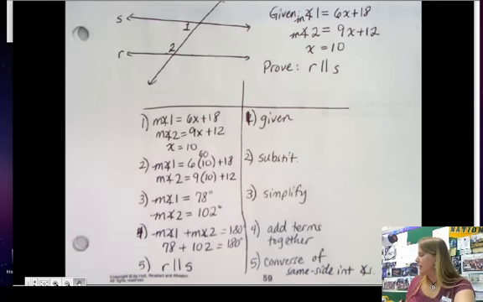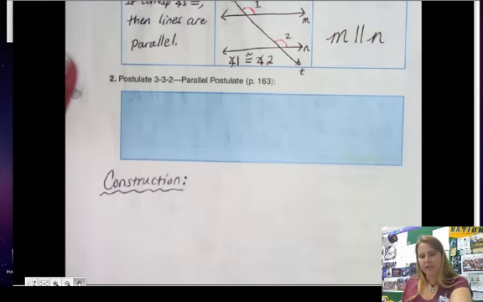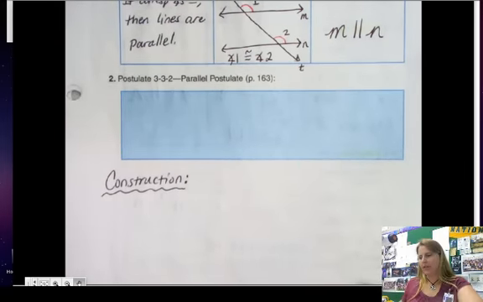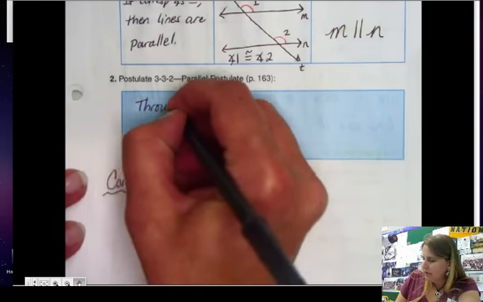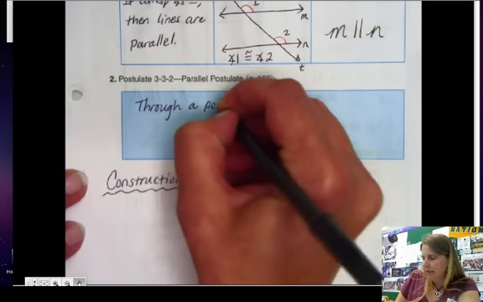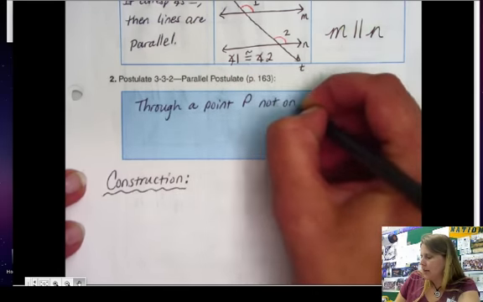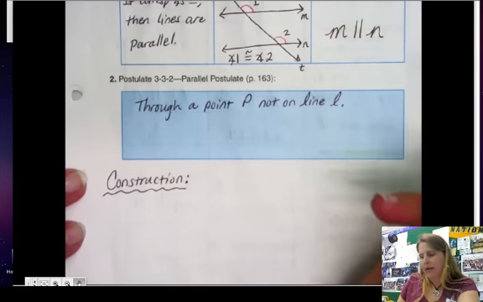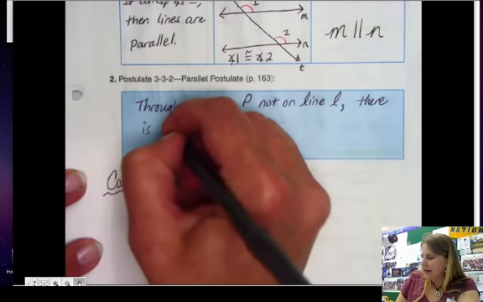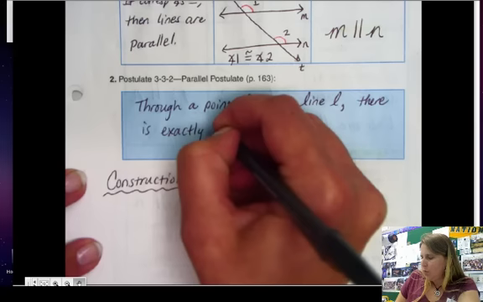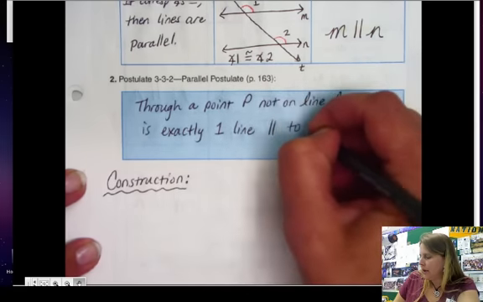Okay? So let's get back to doing the construction back on page 57. So the parallel postulate says through a point, and they call that point P, not on line L, so any line L, there is exactly one line parallel to L.